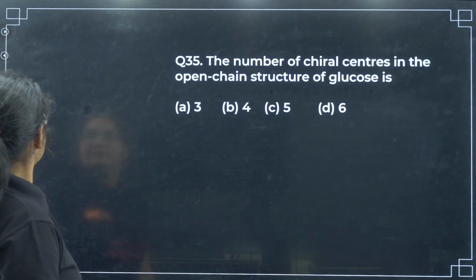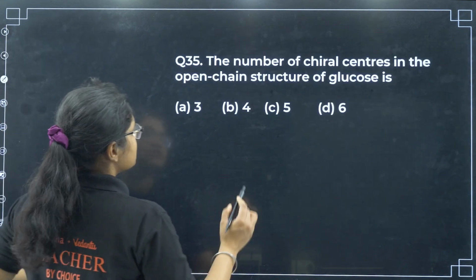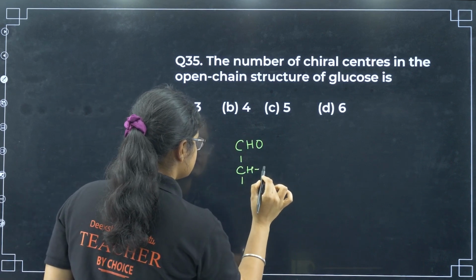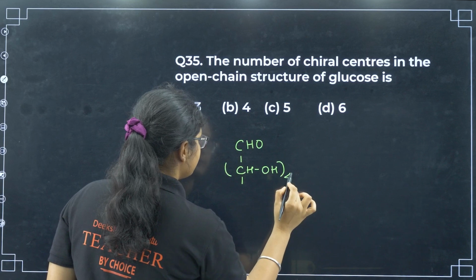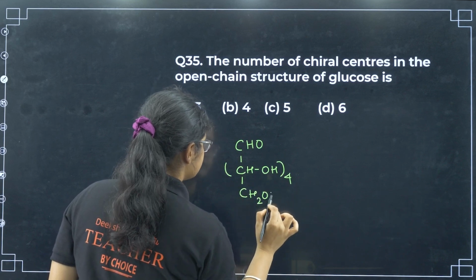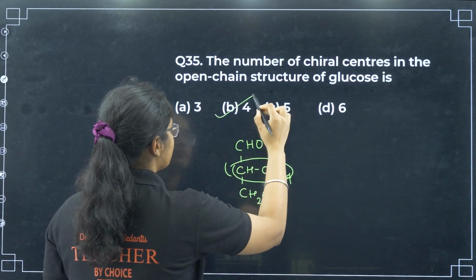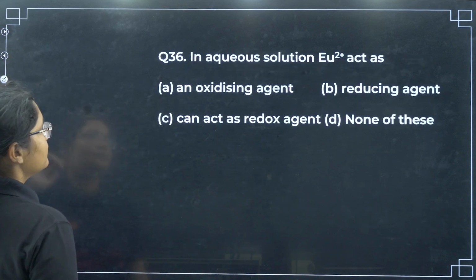Next, the number of chiral centers in the open chain structure of glucose. So you have CHO, then CHOH is present 4 times, then CH2OH. All these 4 carbons present in between are chiral because they have different groups attached. So that is why option number B.